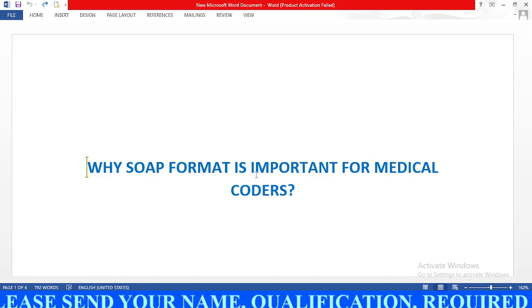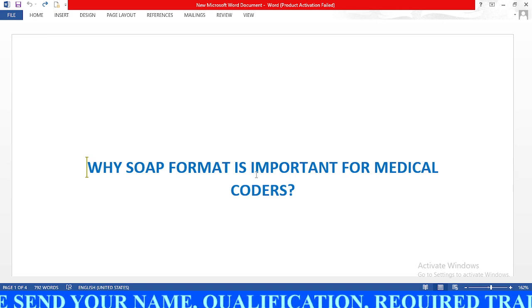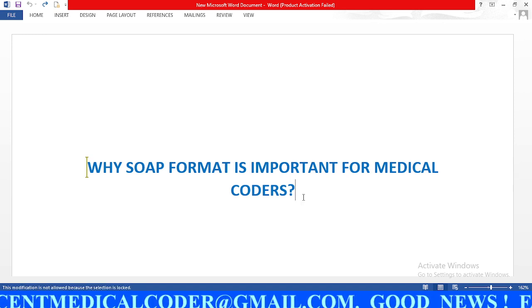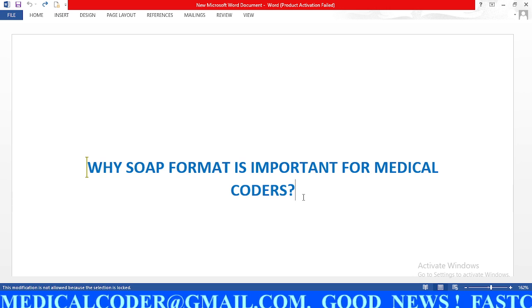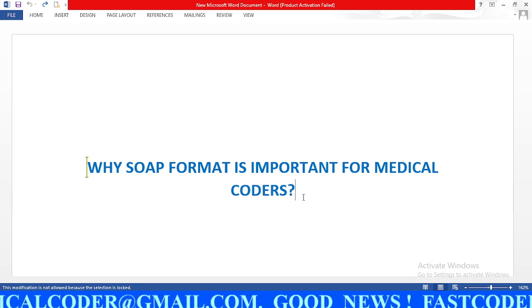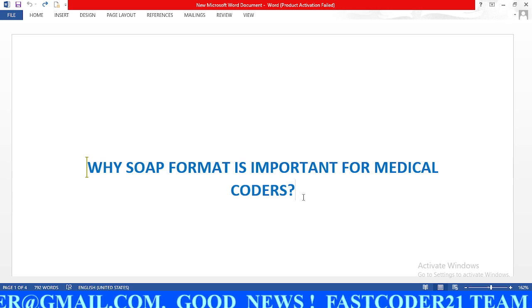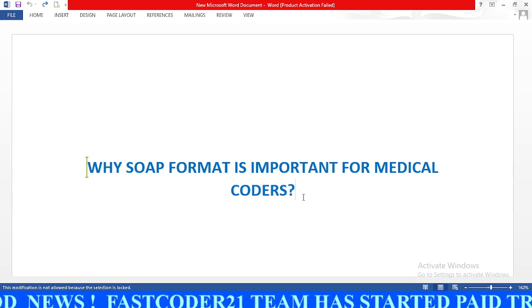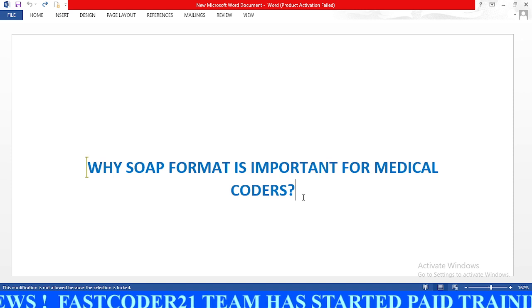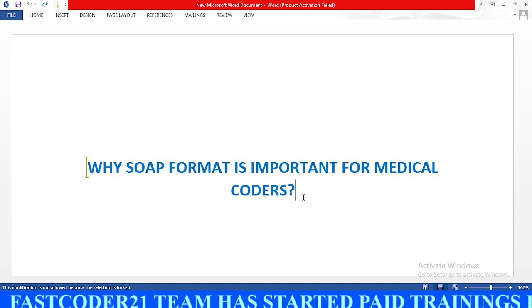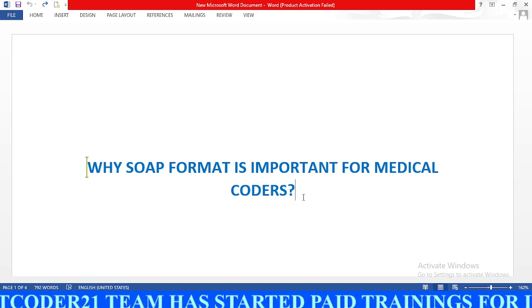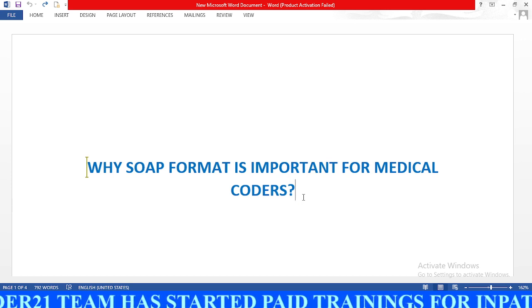Today we are going to learn why SOAP format is important for medical coders. In order to code properly as a coder, we need to have the documentation which contains the SOAP format. In this session, we are going to learn what is included in SOAP format, what is the use of SOAP format, and what the components of SOAP format are.